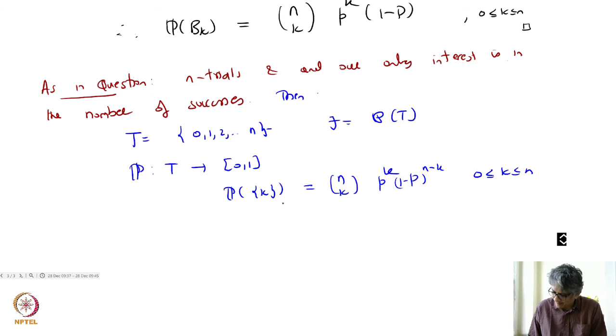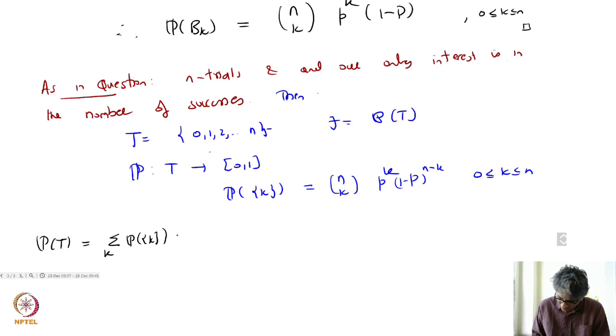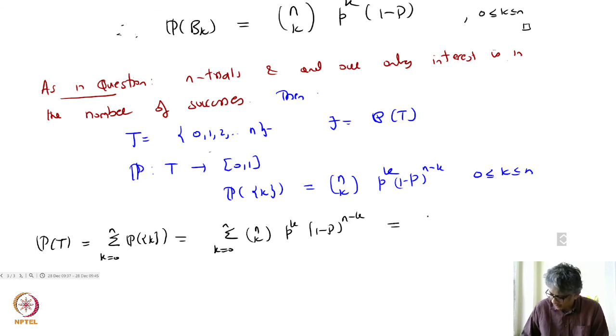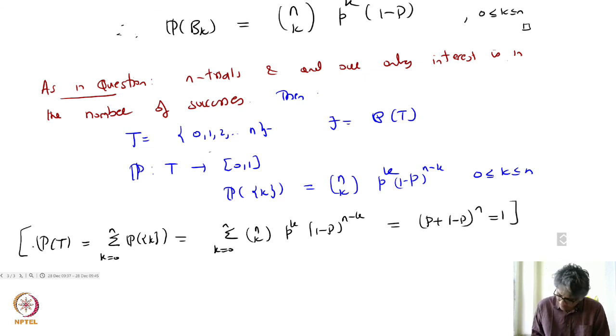And now I know it's a legitimate probability because if you have a finite sample space, you have a legitimate probability if the sum of the probabilities over all outcomes becomes 1. But that's easy to see. We know that the summation over k of the probability of k, that is P of T in this case, from 0 to n, is the sum of n choose k, p to the power k, (1 minus p) to the power n minus k. And by our earlier expression of the binomial expansion, this is just (p plus 1 minus p) to the power n, and that's just 1. So this is a legitimate probability.